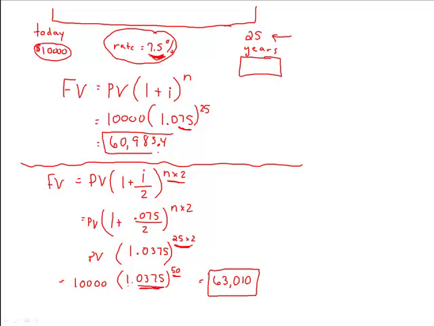So you can see that if your compounding frequency is more often than once a year, and I'm earning the same annual rate, so receiving interest once a year for 25 years gets me a value of $60,983, but receiving interest twice a year for 50 6-month time periods, which is still 25 years, but I'm getting paid interest every 6 months instead of interest once a year, lets me earn a bit more interest, about $2,000 more in interest.